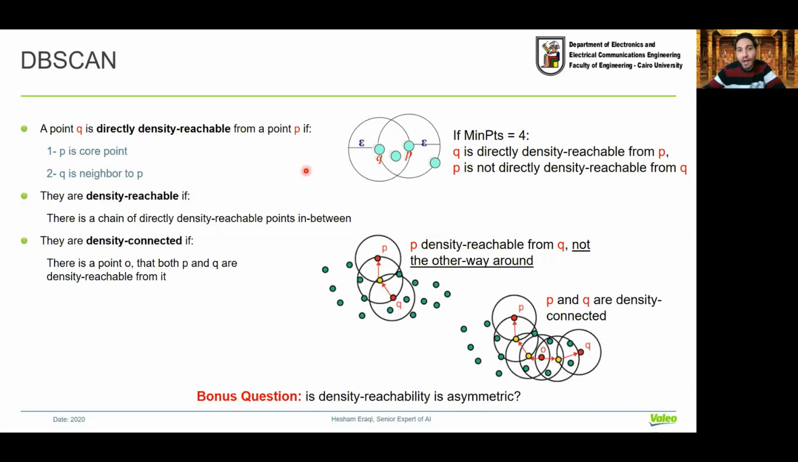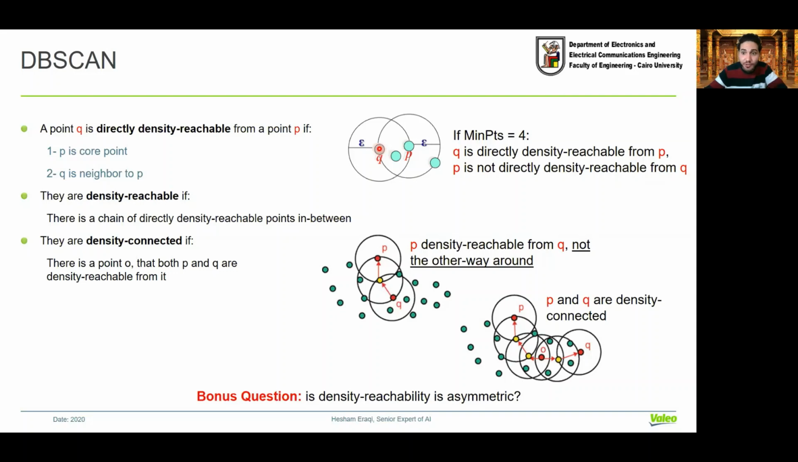Okay, so when can we say that Q is directly density reachable from another point P? When 2 conditions are verified. We can say Q is directly density reachable from P if P, the origin point, is a core point, and at the same time Q is a direct neighbor of P. When we say Q is a neighbor of P, it means that if you create a circle centered on P with a radius of epsilon, you will find that Q is inside this circle. So Q is directly density reachable from P because P is a core point and Q is a neighbor of P. But why is P not directly density reachable from Q?